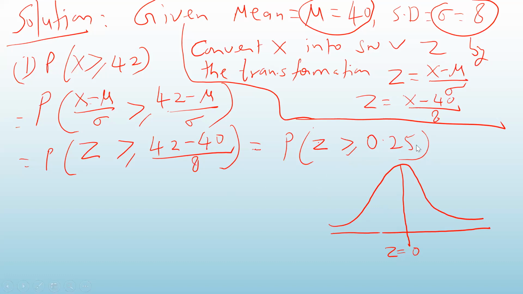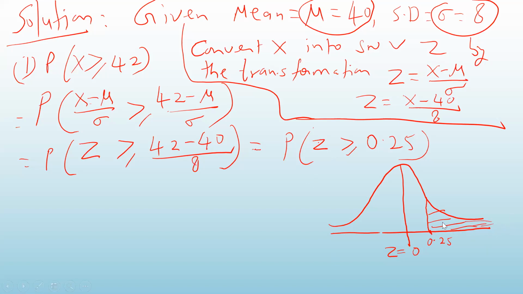Now where will be the point 0.25? 0 is here. So 0.25 will be somewhere on the right side. Roughly the point will be to the right side. Suppose this is my point 0.25. So I have to find the probability of z greater than or equal to 0.25. That means I have to take the area of the curve to the right side of this, z greater than or equal to 0.25.